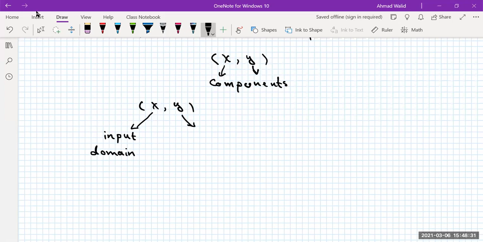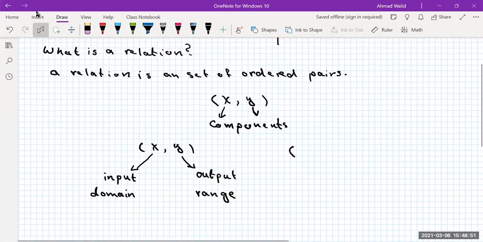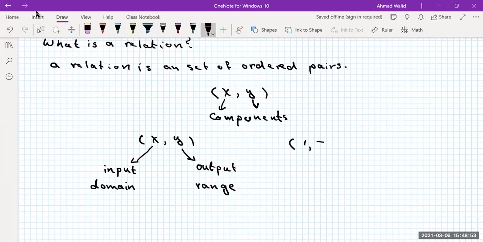The second component, which you know as an output, we now call this one range. For example, if I have an ordered pair from this example, (1, 7), the domain is 1. The range is 7. 1 is what? 1 is your domain.